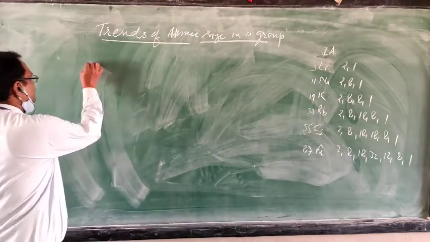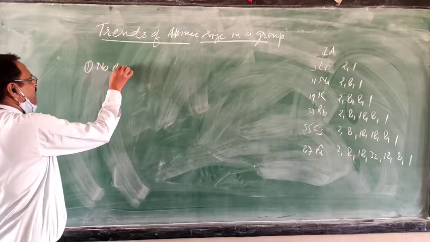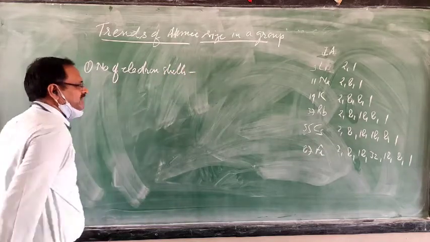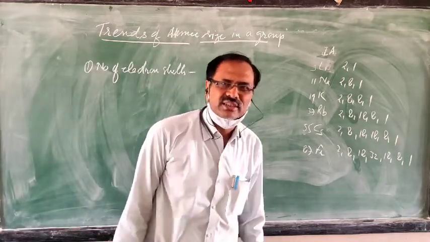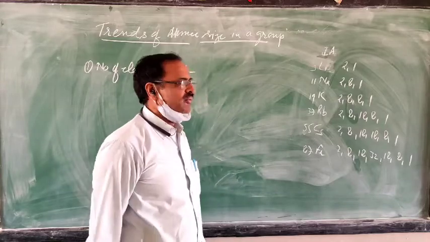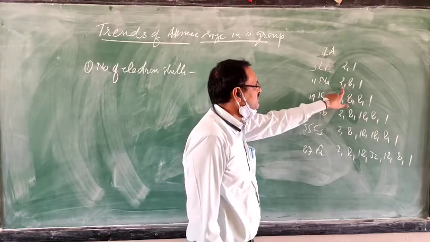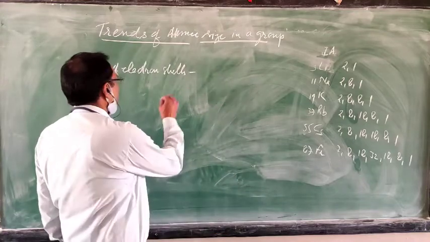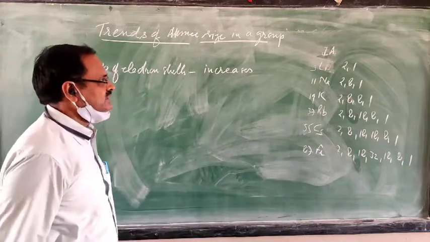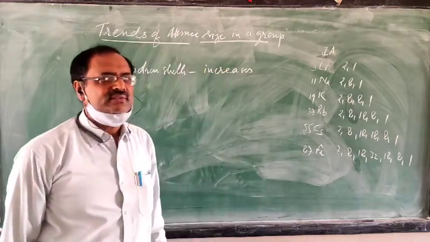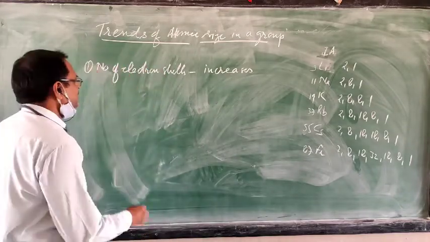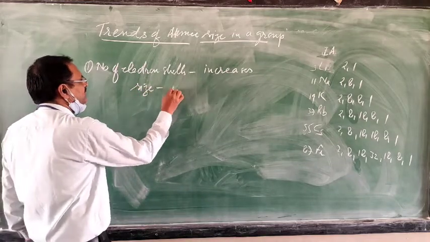So the first factor, you know, is the number of electron shells. In the book it is given as number of shells. Whether you write number of shells or electron shells, both are the same. So when you move in a group from top to bottom, what about the number of electron shells? Here 2, 3, 4. It means the number of electron shells increases. So if the number of electron shells increases, the distance from the center of the nucleus to the outermost shell increases. It means size increases.